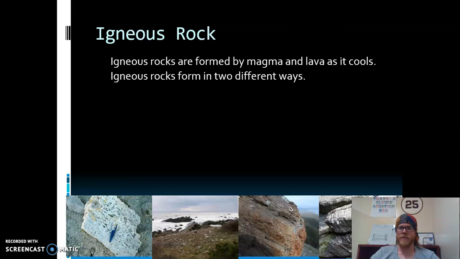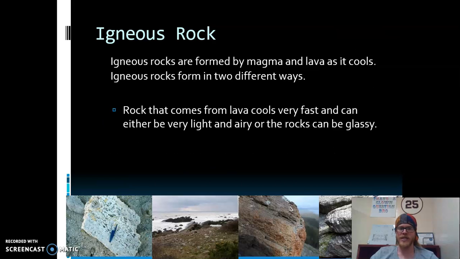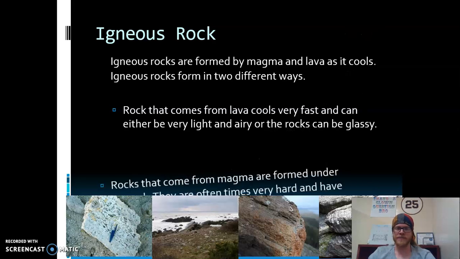Okay, so just looking at some igneous rocks. Igneous rocks are formed by magma and lava as it cools. Igneous rocks form in two different ways. So we've got rock that comes from lava and cools very fast and can be either very light and airy, or the rocks can be glassy. A lot of times you can see those rocks that have air pockets in them, and other times those lava rocks will be very shiny.